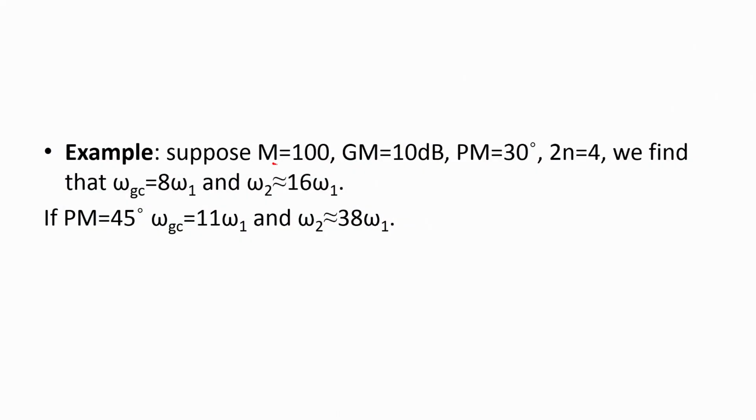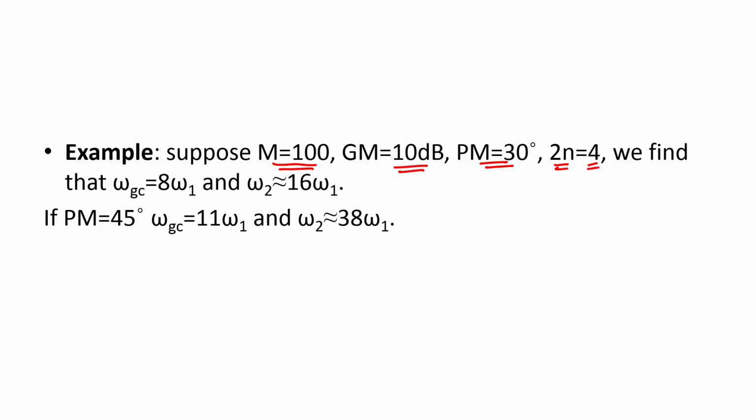So in the next slide here we have considered the case when we expect a magnitude m of 100 up to some frequency omega 1. In other words, 40 decibels up to some frequency omega 1, and we expect a gain margin of 10 decibels and a phase margin of 30 degrees. So let us say these are our expectations, and the complexity of the loop gain as characterized by its relative degree 2n, let us say is equal to 4.